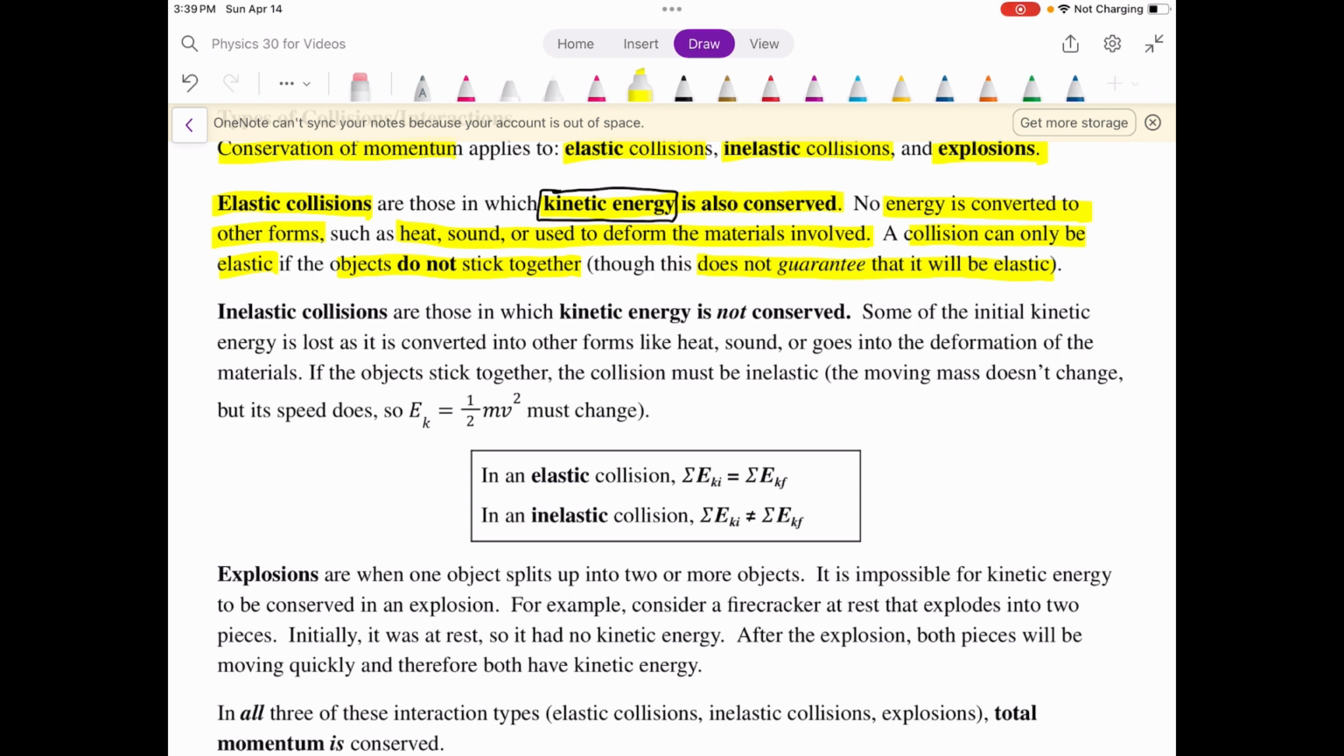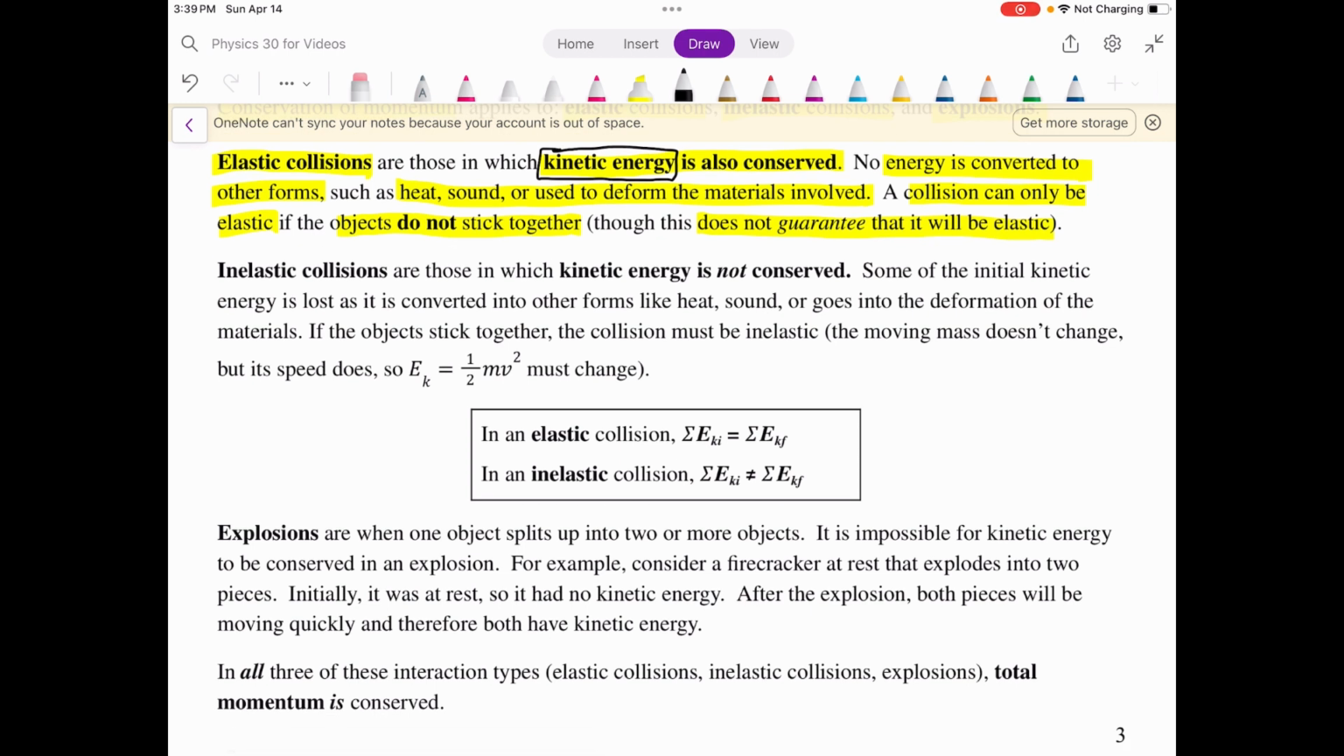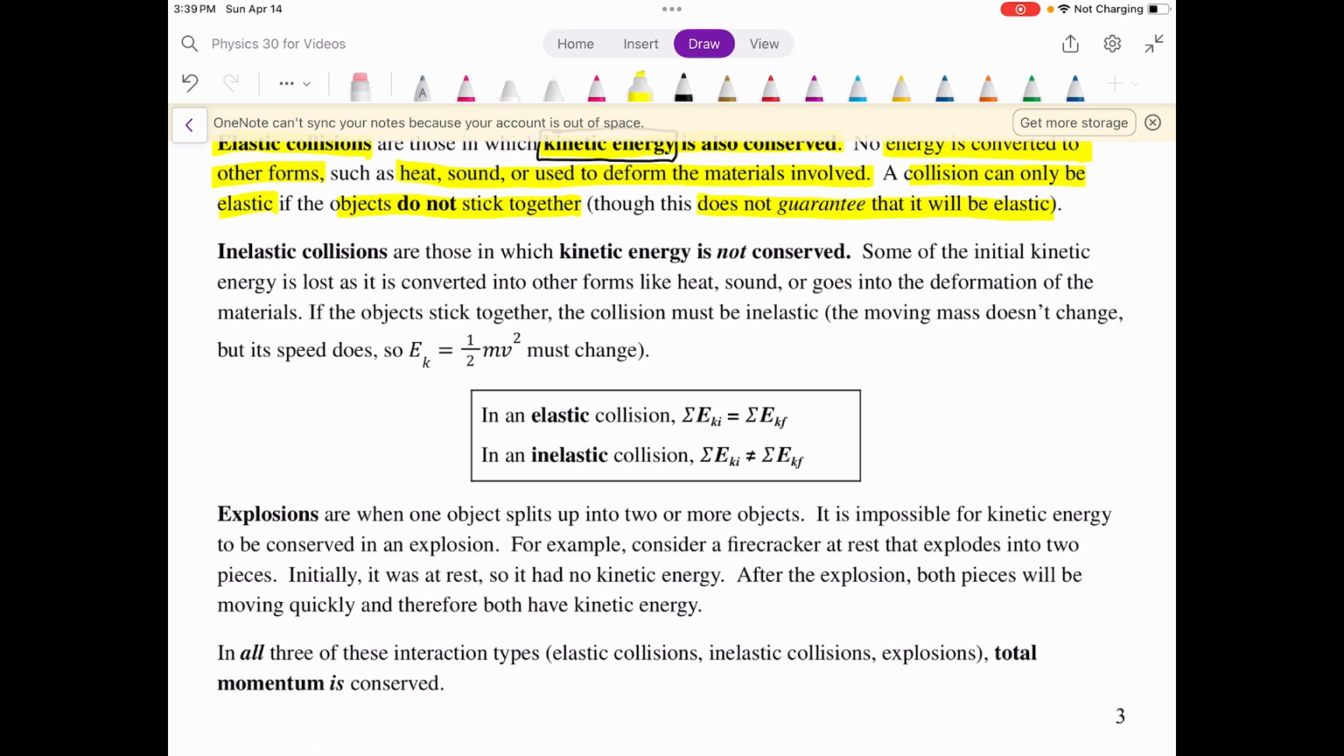Because they have to bounce off each other and then they're both still moving. They both still have a mass and a speed. So it's still possible for the kinetic energy to be conserved. Again, it won't always be, okay? Just because they bounce off of each other doesn't guarantee that it will be an elastic collision. But if they don't bounce off of each other, there's no way it could be an elastic collision. Which makes sense when we think about it. We move to the next one here.